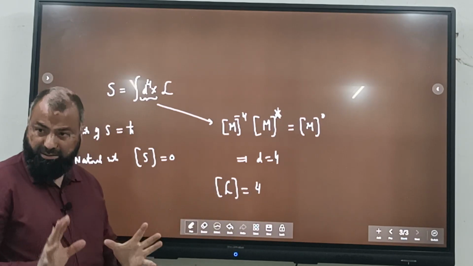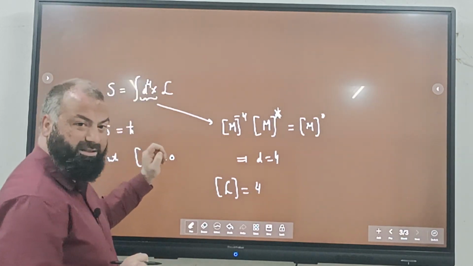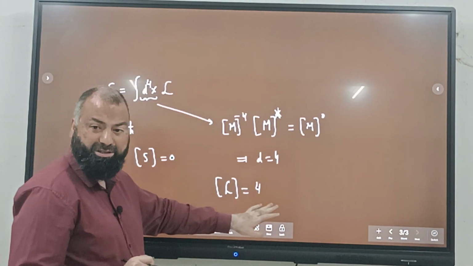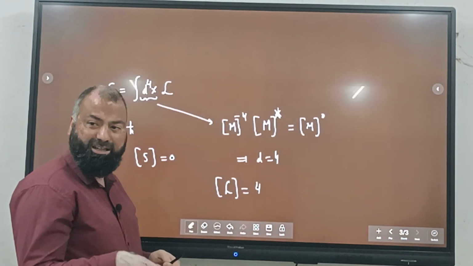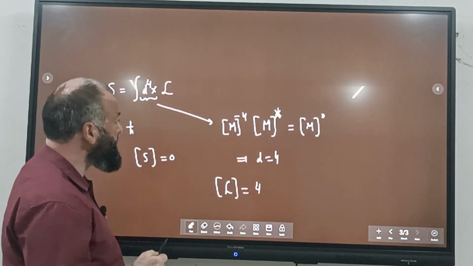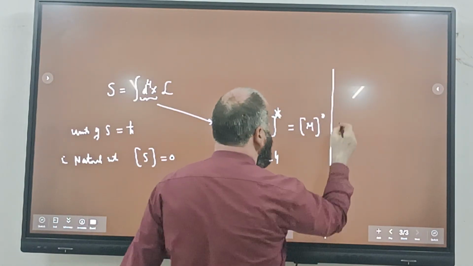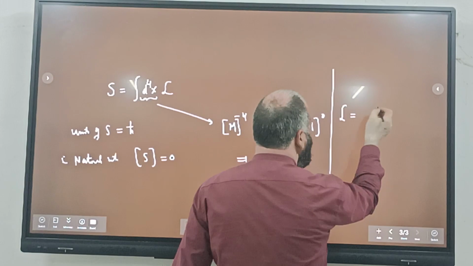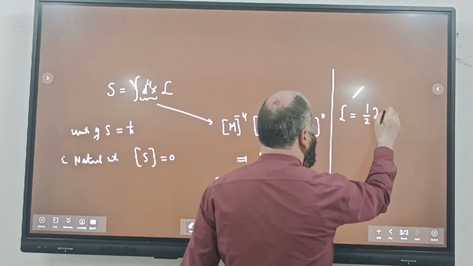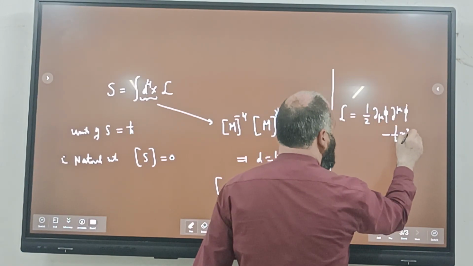Yes, sir. Okay. Now this is from the Lagrangian. I know in 4-dimensional space-time, the Lagrangian always has the mass dimension of how much? 4. It goes as M raised to 4, such that this action remains invariant. Okay, so now let's take the scalar field. So you have the scalar field, L is equal to 1 by 2 partial mu phi, minus half of m square phi square.